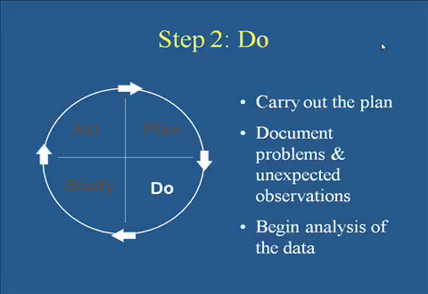The second step in the cycle is the do step. You're going to try out the test on a small scale. You'll document any problems or unexpected observations that you ran into, and you're going to begin analysis of the data.